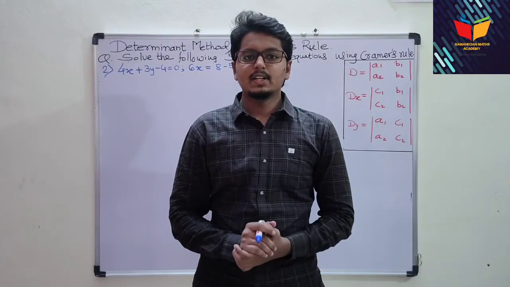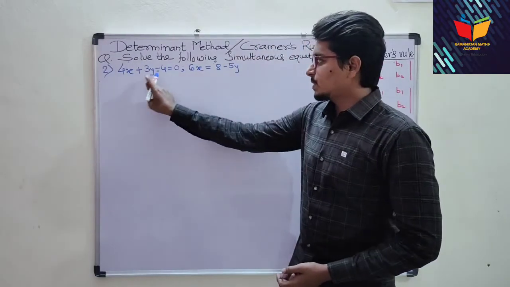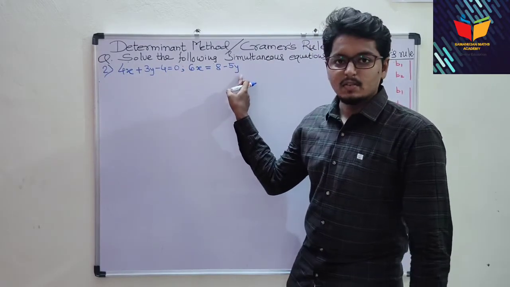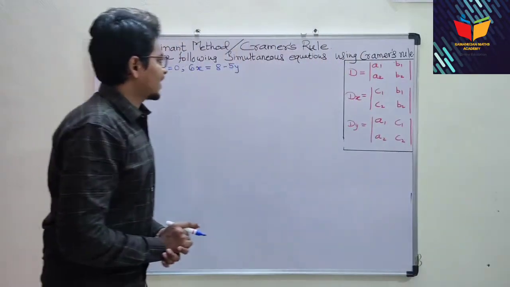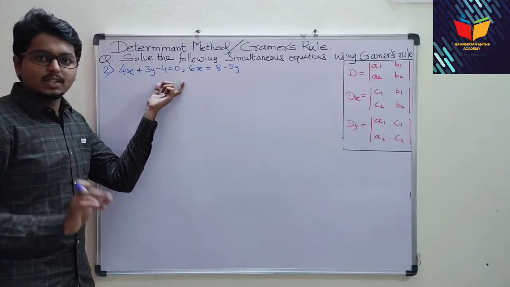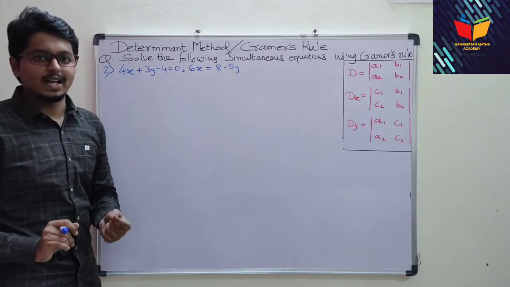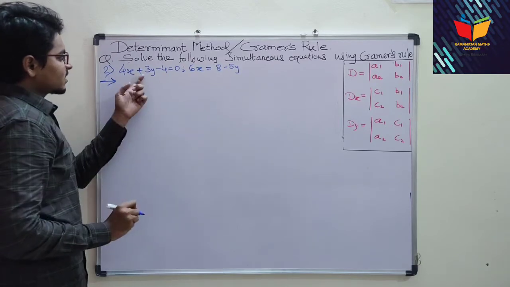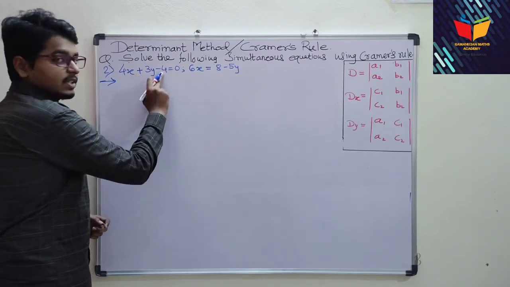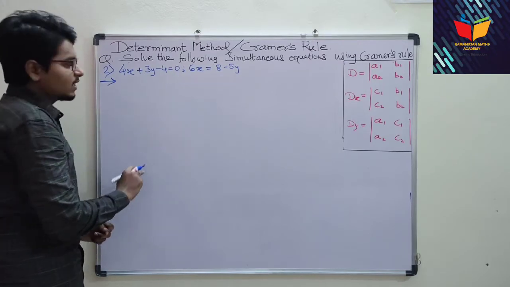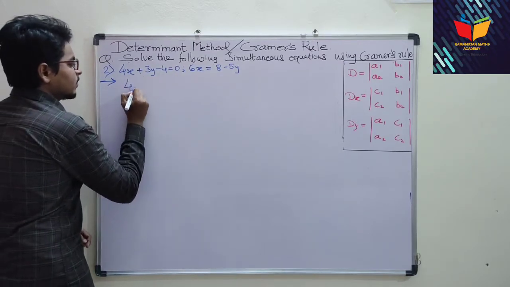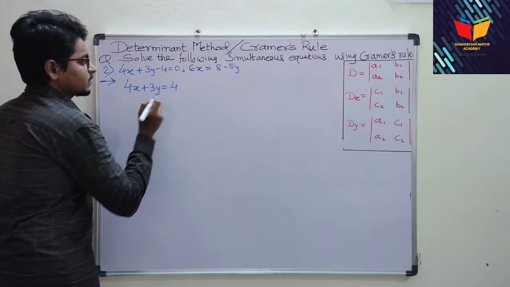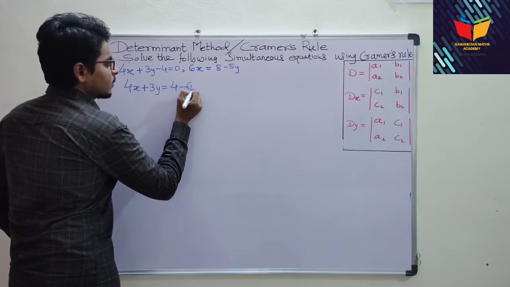Now solving the second example, that is 4x plus 3y minus 4 equal to 0 and 6x equal to 8 minus 5y. First of all, we have to write this problem into the standard form, that is ax plus by equal to c. So pay attention, 4x plus 3y minus 4. Now we have to shift this 4 to the right side of the equation. So we will get 4x plus 3y equal to plus 4. It is our equation number 1.